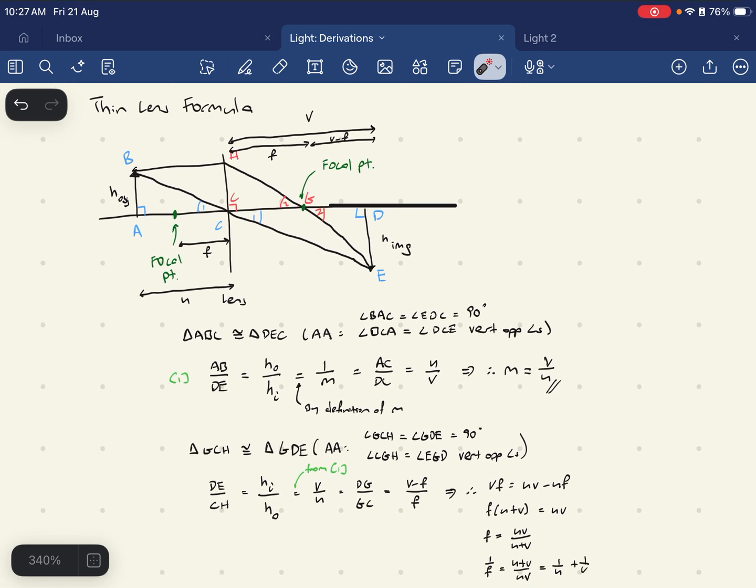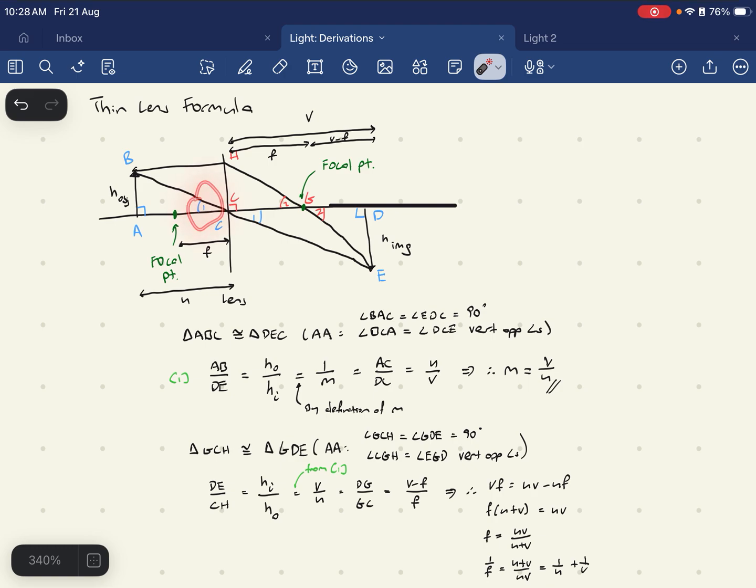As you know, the principal ray that cuts through the center of the lens will go straight through without any deflection. And a ray that is directed parallel to the lens will be deflected so that it cuts through the focal point. From there, you can set up triangles ABC and DEC and CGH and GDE. And then you can see that they are similar triangles.